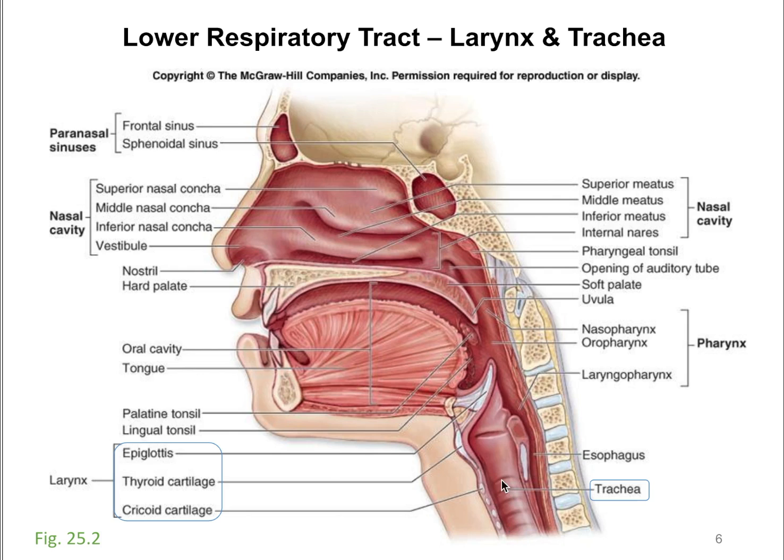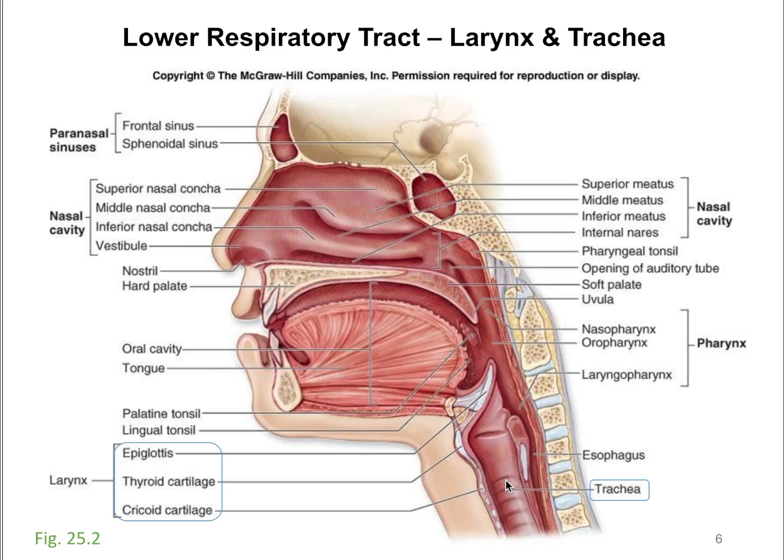So the tube in the front in your throat is the trachea, and then the tube in the back of your throat here is the esophagus. And the esophagus is able to expand, which is why it looks so small here. And then the trachea, you'll see right here, it's got these rings. These are just cross sections of the rings that help keep it open.